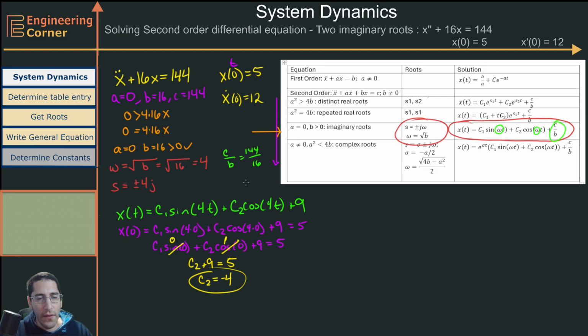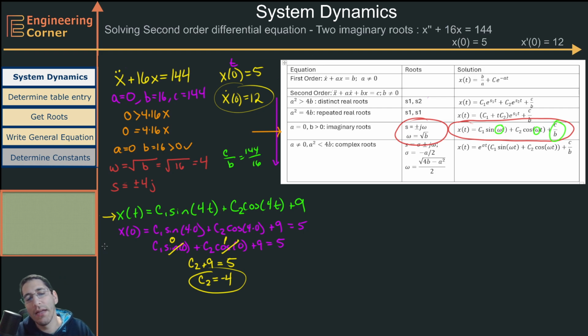To solve for the other coefficient, we need to use this other initial condition. Now, this initial condition says this is x dot at time 0. So how do I get x dot? Well, I take this equation that we have right here, and I differentiate it.